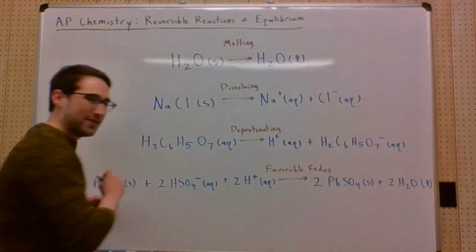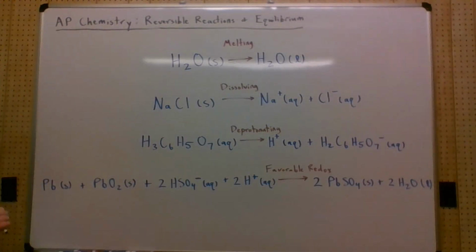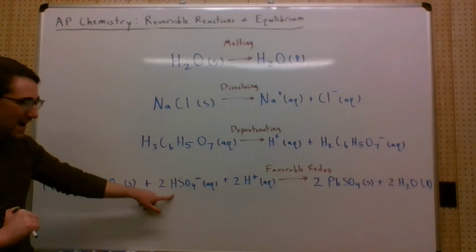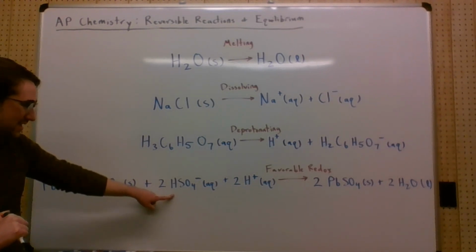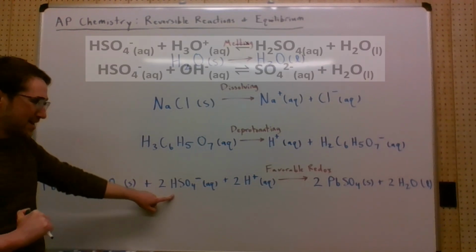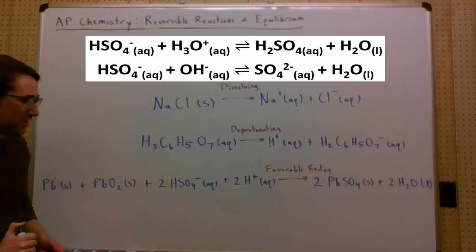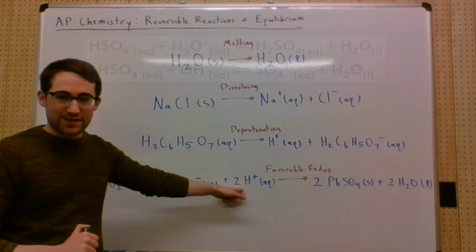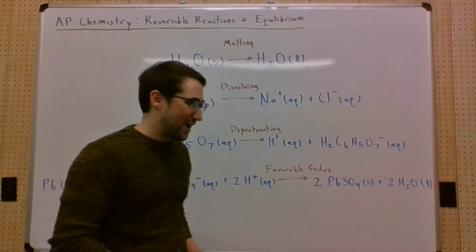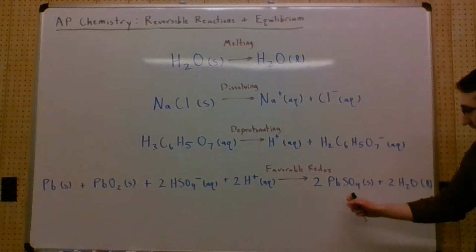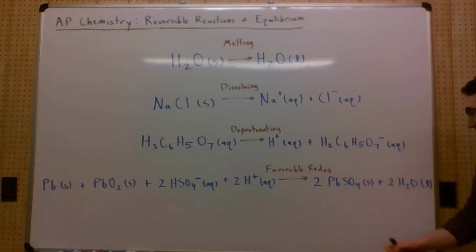And finally, for our battery, we have a whole bunch of stuff. We've got lead solid, lead oxide solid. We've got HSO4-. This is an acid, all right? But it's also a base. This is both an acid and a base. It can go either direction depending on how we push it. We've got H+, right? And this goes through a redox reaction to give us PbSO4 solid and water as a liquid.